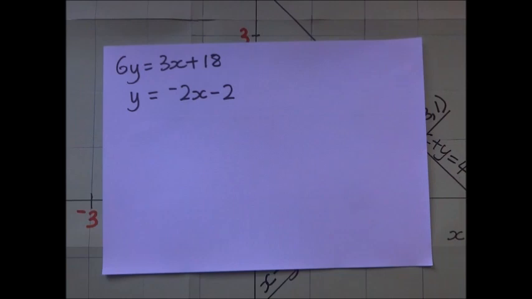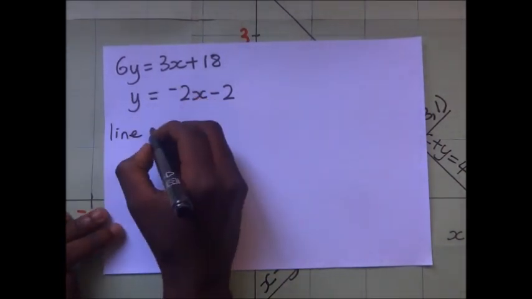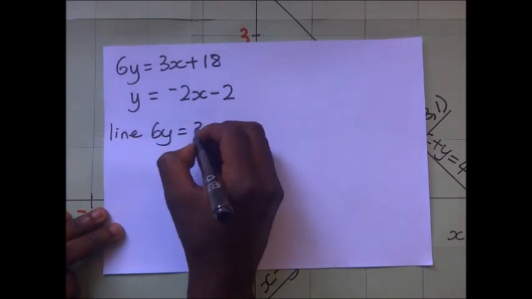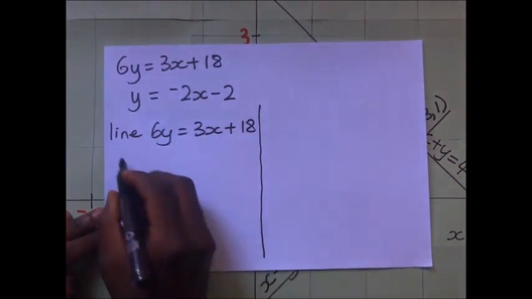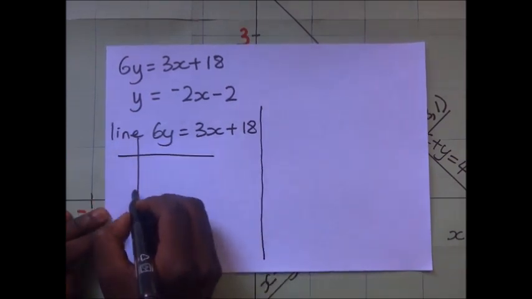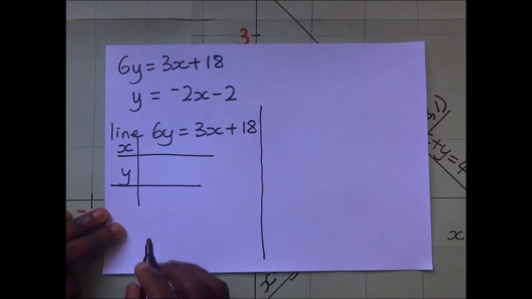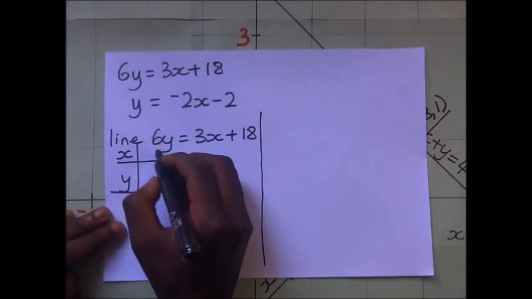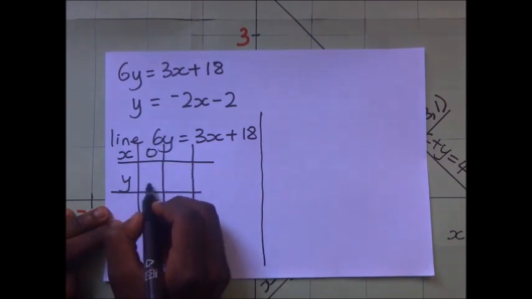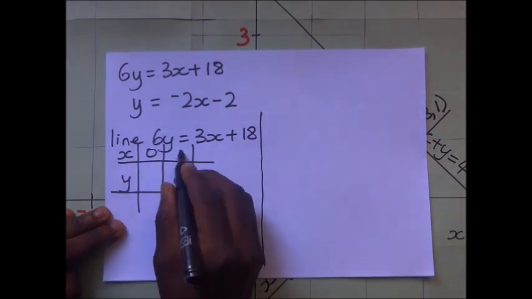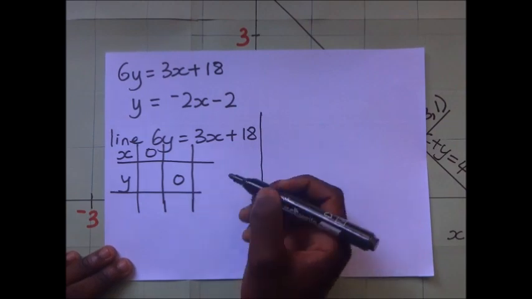So we begin with the first line. Line 6y is equal to 3x plus 18. Again, we shall draw our table here. This is our value of x and our value of y. And we shall seek to find when x is 0, what is y? And then when y is 0, what is x? So we shall do some side work here.